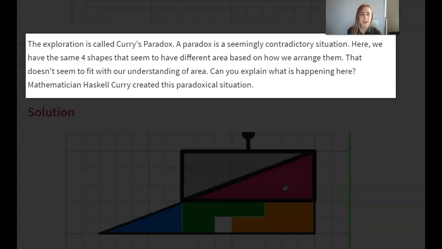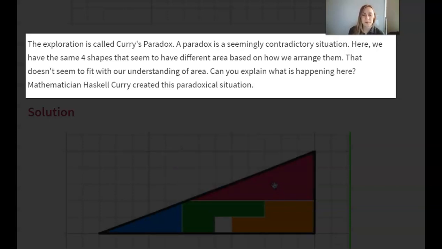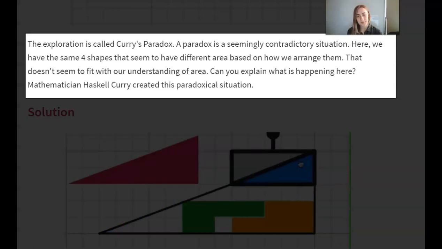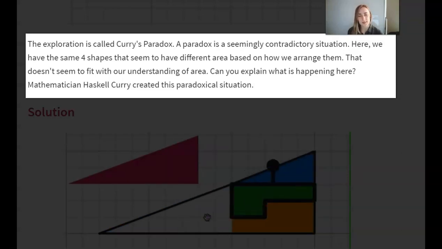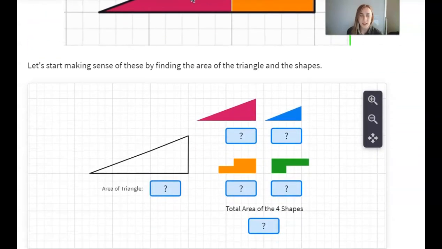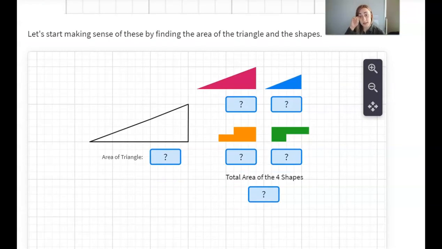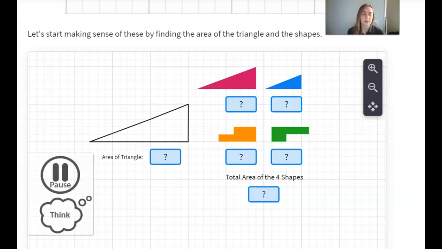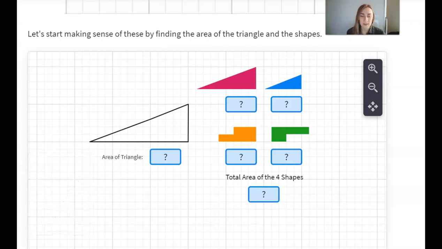Mathematician Haskell Curry created this paradoxical situation. All right, so now we can make sense of these by finding the area of the triangles and the shapes. And you can use the grid to help you come up with the area. And you can enter it on your own screen. And once you've had enough time to find the area and move the shapes around, you can scroll down again on your own screen.